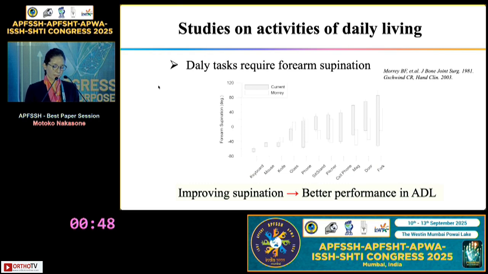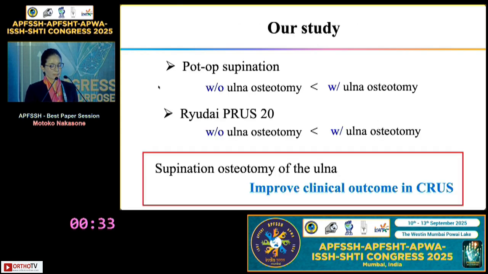Studies on activities of daily living have reported that certain daily tasks require forearm supination. It suggested that improving supination contributes to better performance in ADL. In our study, ulnar supination osteotomy achieved significantly greater post-operative supination. In addition, Ryudai PRUS-20 shows better results in this group. From these findings, we conclude that supination osteotomy of the ulna can improve clinical outcome in CRUS.